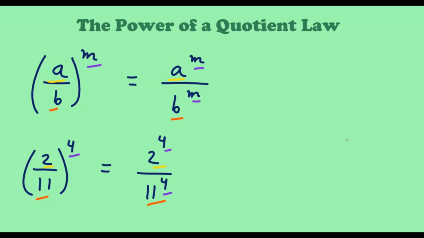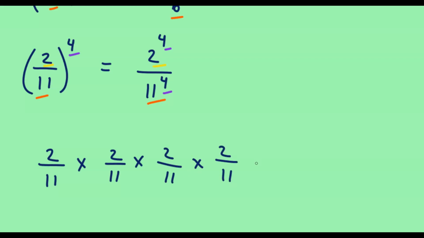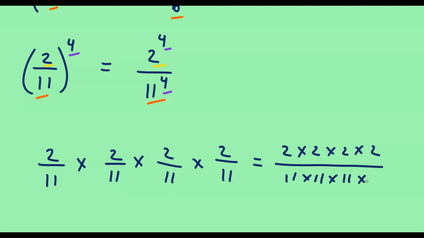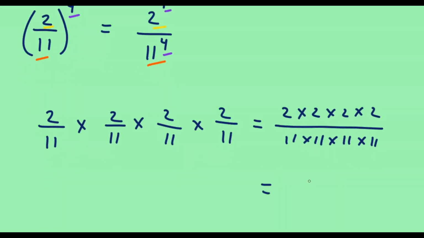Now let us see why exactly this law works. So we have (2 divided by 11)^4. That means 2 by 11 is multiplied by itself 4 times. So we have 2 by 11 times 2 by 11 times 2 by 11 times 2 by 11. Now, using the definition of the multiplication of fractions, this will be equal to 2 times 2 times 2 times 2 divided by 11 times 11 times 11 times 11. That is, we multiply the numerators together and we multiply the denominators together. So in the numerator, we can see that we have 2 multiplied by itself 4 times, so it is 2 to the power of 4.